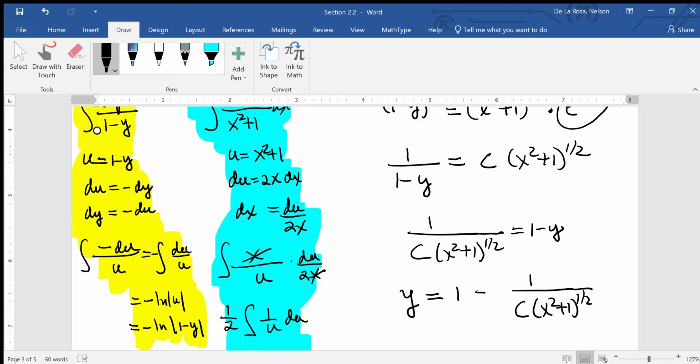And then this is an explicit solution because y is isolated.